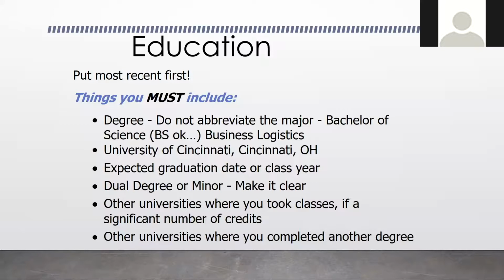Wherever you took a significant number of relevant credits, go ahead and list those universities. And don't be shy about having gone to a community college. In this day and age, having completed that associate's degree and then moved on to the four-year school is a good thing. It's to your credit that you've accomplished that goal and now moved on to the next goal. So don't be shy about putting the other universities you were at.